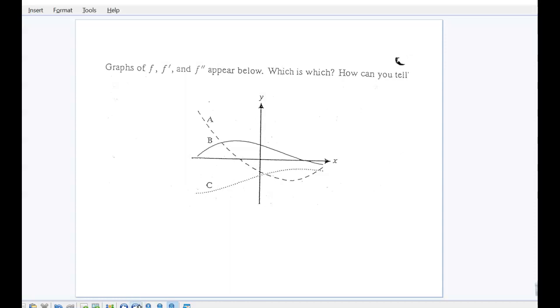Now we're given the following. We're given the graphs of f, f prime, and f double prime. Which is which? How can you tell? Again, some deductive reasoning here. So I encourage you to pause the video and see if you can come up with the answers to these on your own.